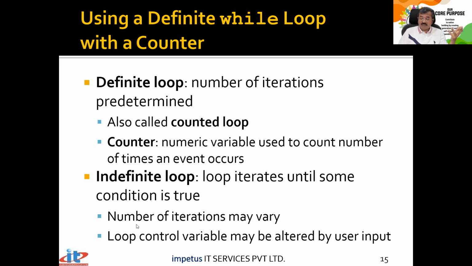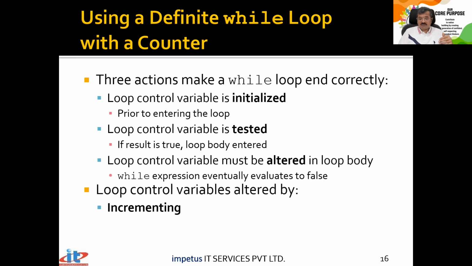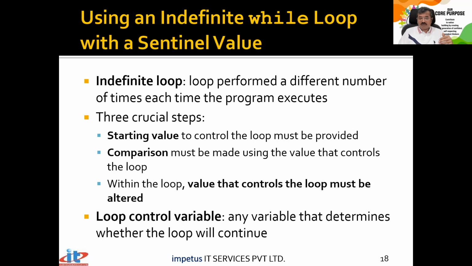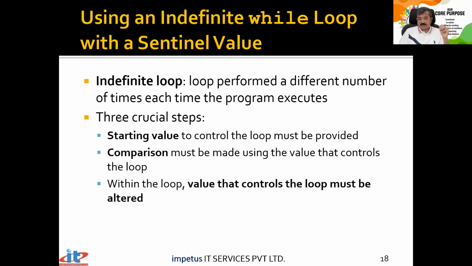The number of iterations may vary. Whether I want to perform 5 iterations or 10 iterations, we never know. The loop control variable's value may be altered by the user input. That means the loop control variable will decide whether you would like to continue or not. What we have been using is a counter that we have already seen, but now we would like to go ahead with the indefinite loop. The loop performs a different number of times each time the program is executed. The first time I run the program, the loop may run 5 times, next time 6 times, next time 3 times, next time 500 times. Who knows?